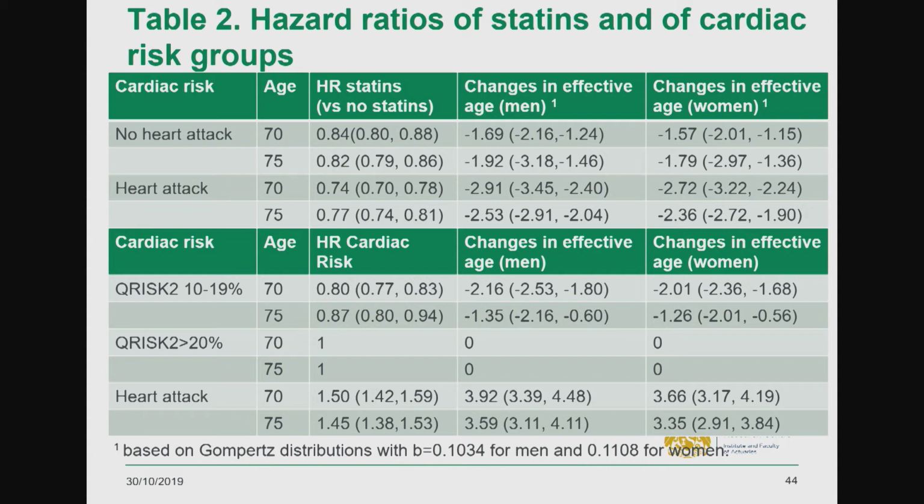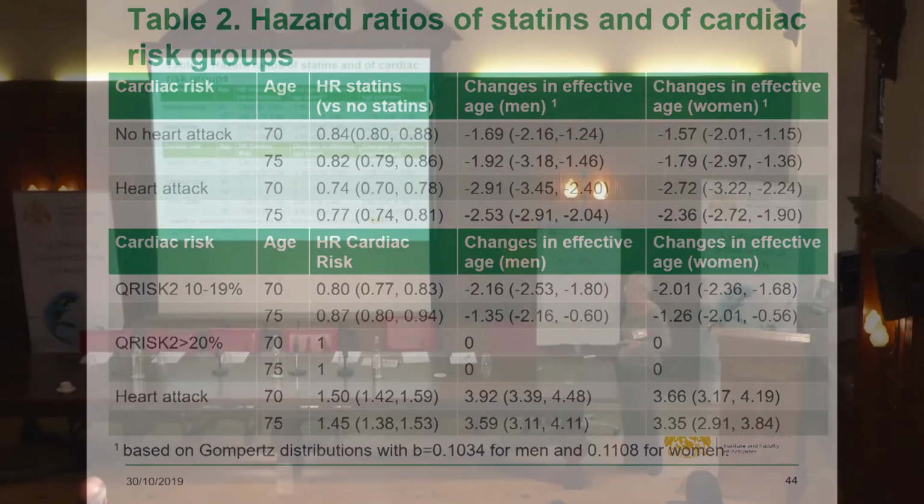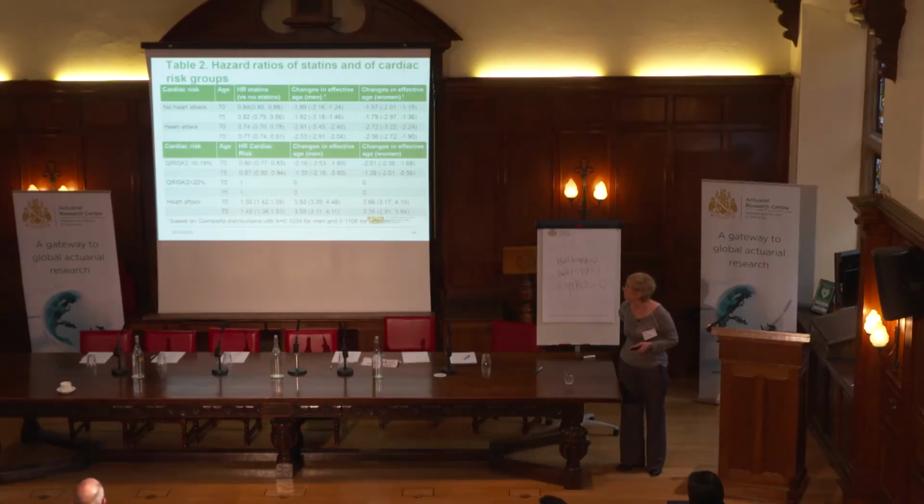And looking at the higher risk group after heart attack, you will see that hazard ratios are much higher comparing to people who were in moderate risk group. And those translate in really big differences in effective age, up to 4 years for males at age 70. Yes? Can you clarify what the bottom group is? Heart attack, is that patients who've already had an attack? Yes, those are patients who already had heart attack.